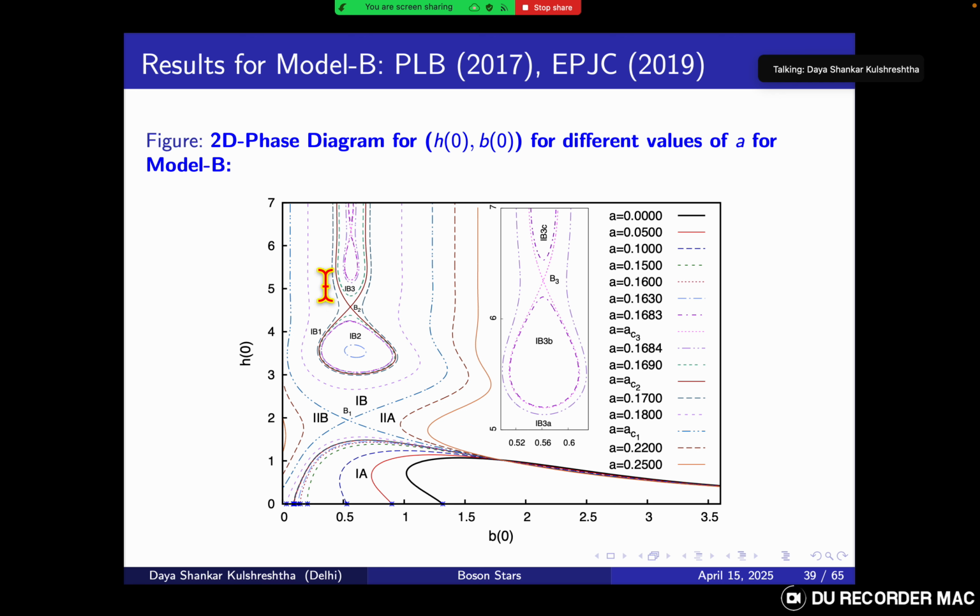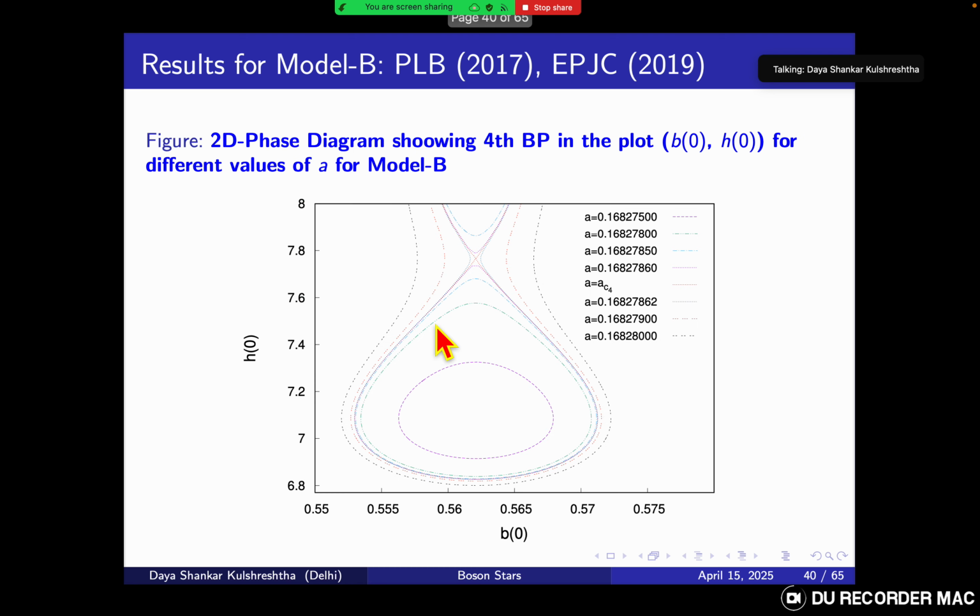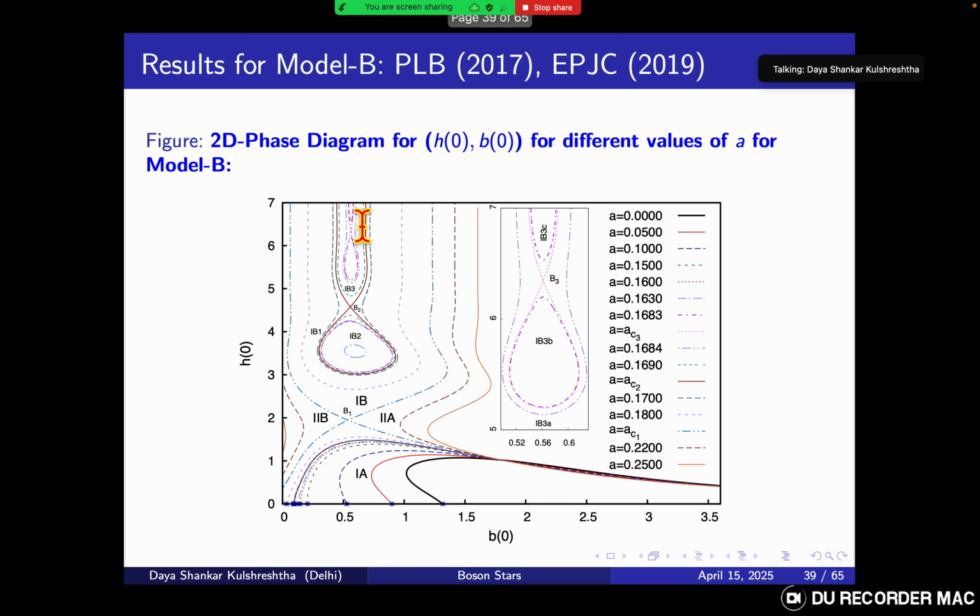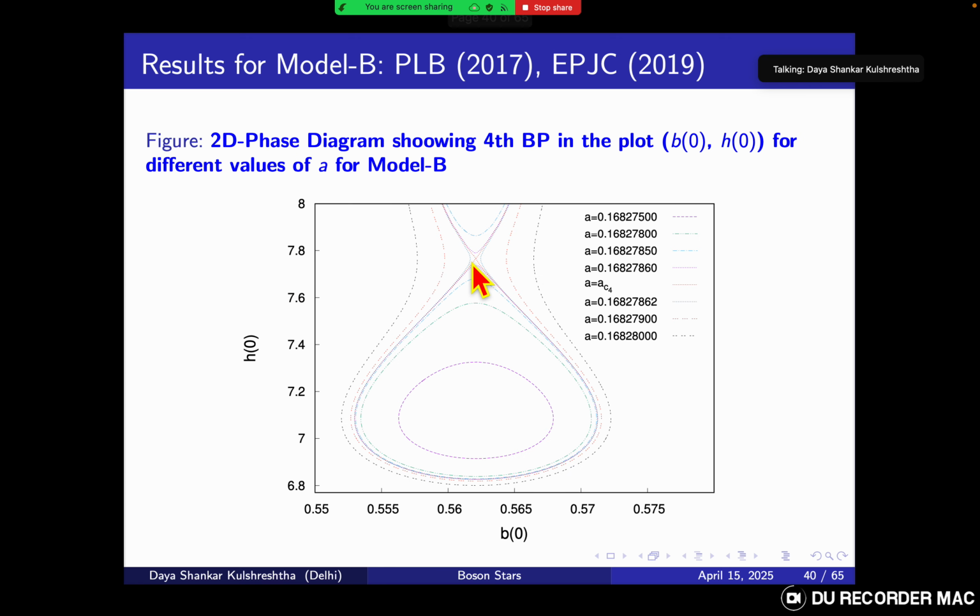And this part of the diagram is blown up, zoomed here. So you can see B3. And here this particular little domain is further zoomed to give you the fourth bifurcation point. So it's very fascinating and very interesting. In fact, the American Physical Society praised our work on these bifurcation points in two different articles.